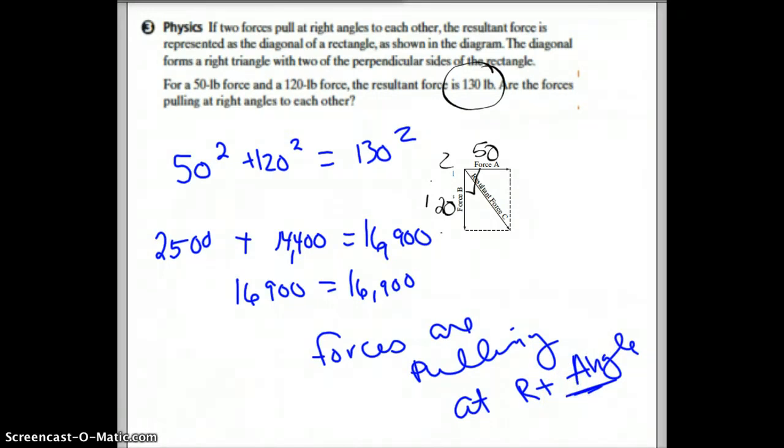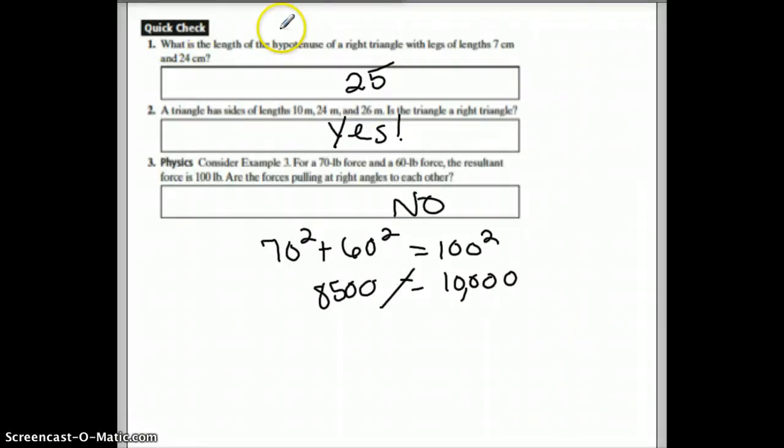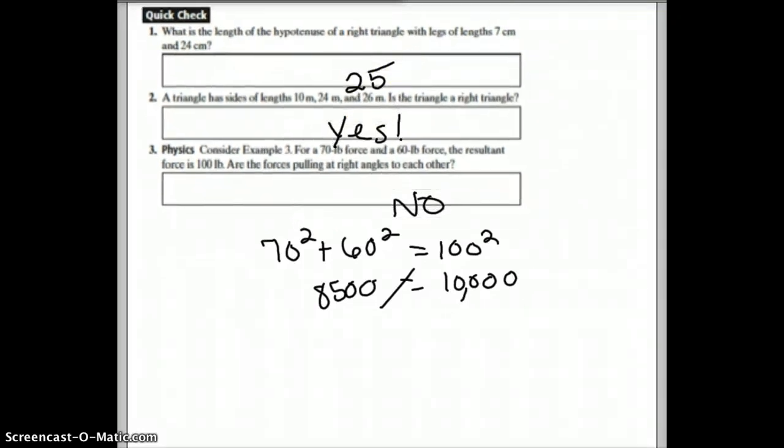Good job. Moving on. Go ahead and try the quick checks and then check your answers. So in quick check number 1, we are given legs of length 7 and 24. We're trying to find the hypotenuse. That should be 25 centimeters there. If you have a triangle with sides 10, 24, and 26, does it make a right triangle? Yes, because if you use the Pythagorean theorem, 10 squared plus 24 squared should equal 26 squared. In this case, we have forces of 70 and 60, and the result is a 100-pound force. We're trying to see if they are pulling at right angles or not. In this case, a squared plus b squared does not equal c squared, so that tells us that they're not pulling at right angles.